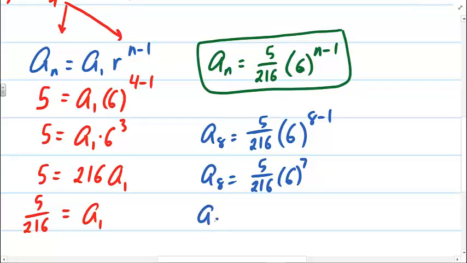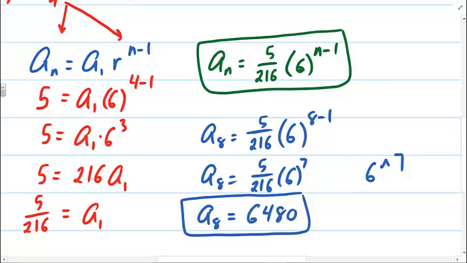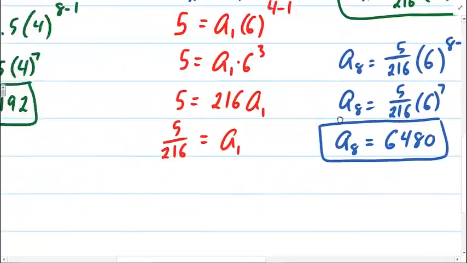When you do 6 to the 7th power, right, you type in 6 and then caret 7, you're going to get 279,936. And then you have to take it times 5 over 216, and it just turns out to be 6,480. So again, here's another one where by the 8th term, it's in the thousands, and it started with some weird small fraction. Okay, those are the two basic types.